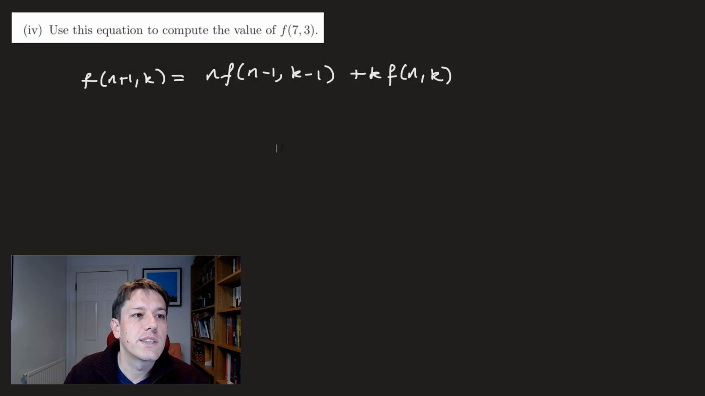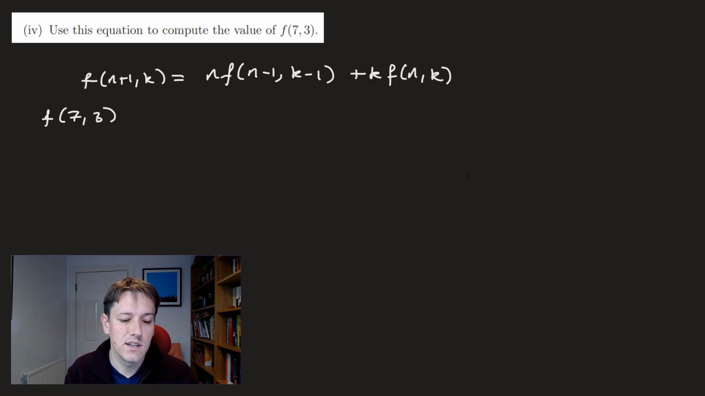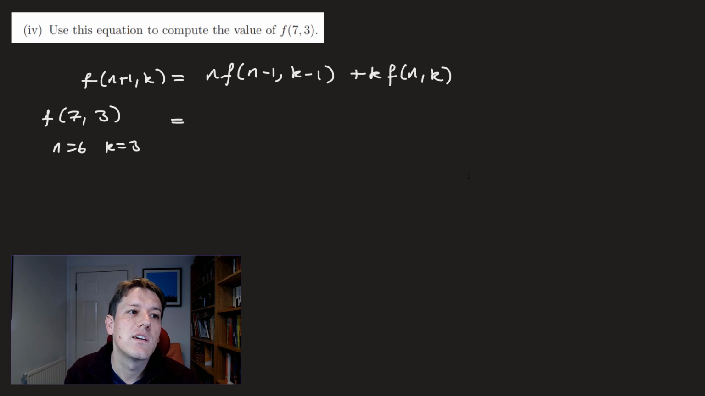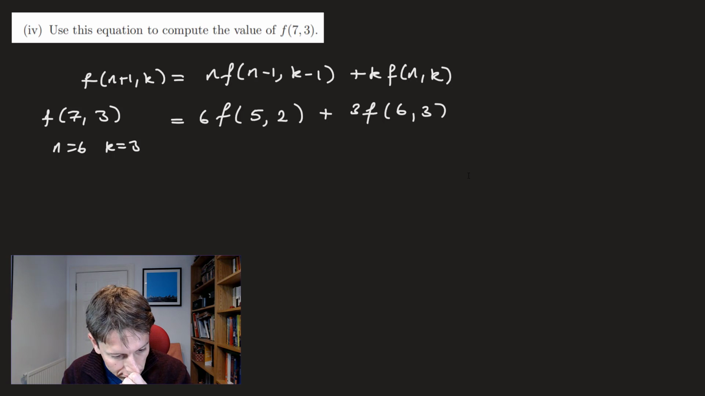So there's the formula I worked out a second ago, and it says now compute the value of f of 7 and 3. Okay, so I'm just going to apply this formula. For 7 and 3, n plus 1 is 7, so n is 6, and k is 3. So I'll just plug that in. n is 6, so that's 6 times f of 5, and k is 3, so k minus 1 is 2. And then I've got 3 times f of 6 and 3 there.